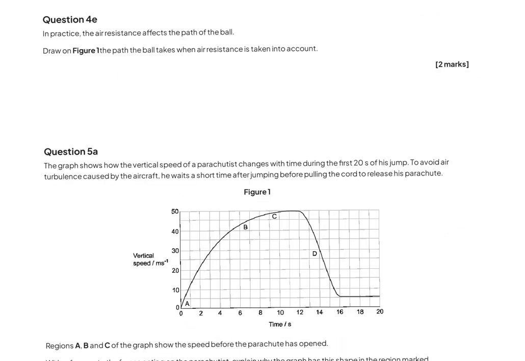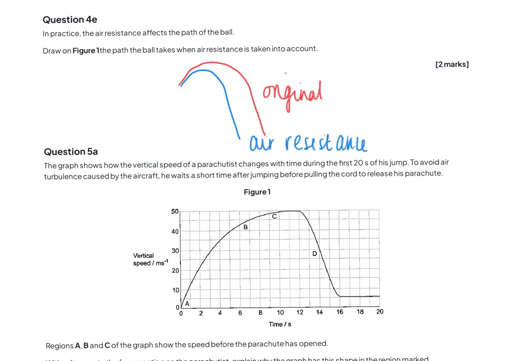Question 4E, draw on figure 1 the path the ball takes when we account for air resistance. So I'm just going to do a little sketch here. If this was our original one, if we have air resistance, it's going to come in to the left of it. It's going to fall quicker because we've got a force pushing it this way, making it decelerate horizontally.